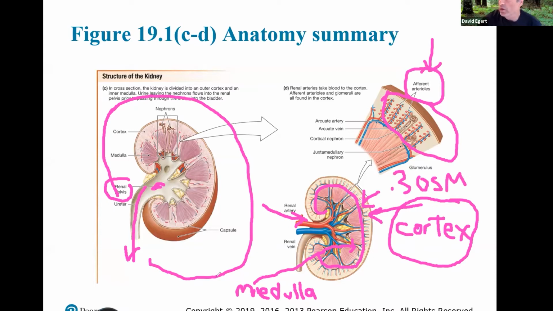So when we are in the cortex, if you look outside the cells, inside and outside are balanced at 0.3. When you get down into the medulla, due to processes that we're going to talk about in more detail from the juxtamedullary loops of Henle, you end up creating this really high osmotic gradient. By the time you get to the deepest parts of the medulla, it's like 1.2 osmolar.